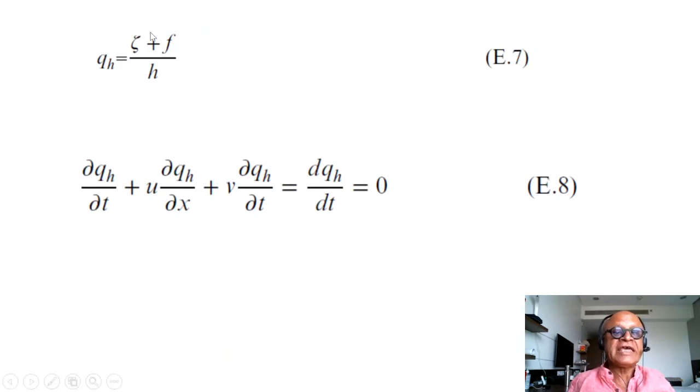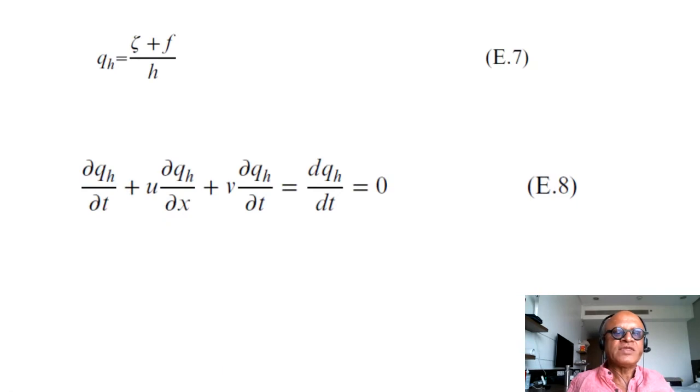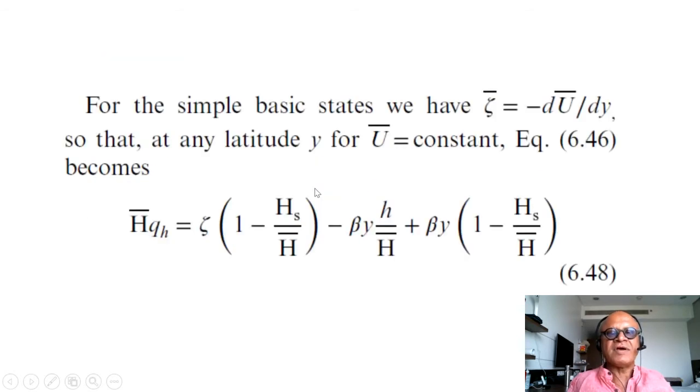Potential vorticity again is zeta plus f over h, so in this equation, if we replace zeta plus f over h using our approximations of how h scales with respect to the total depth, we can write the dqh/dt equation which we wanted to derive. So for the simple basic states, we have zeta bar is minus du bar/dy, the meridional shear we just talked about. That's the basic state vorticity or the background vorticity.